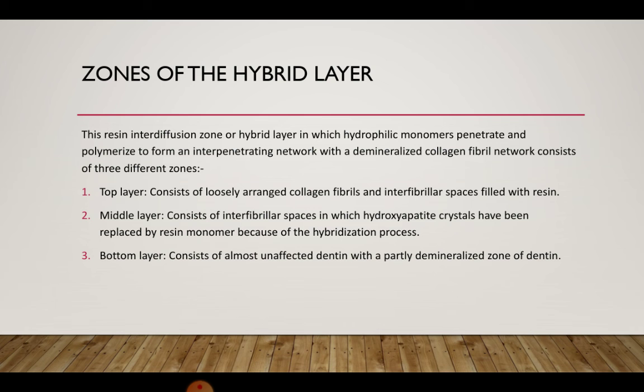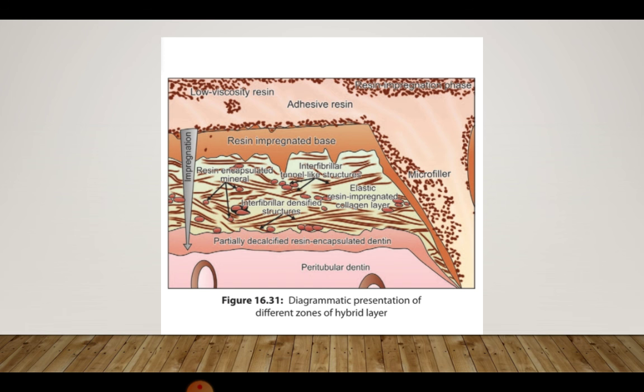Then below it is the middle layer, which consists of interfibrillar spaces in which the hydroxyapatite crystals have been replaced by resin monomer because of the hybridization process. And then the bottom layer consists of almost unaffected dentine with a partly demineralized zone of dentine. So in this diagram you can see different zones of the hybrid layer.